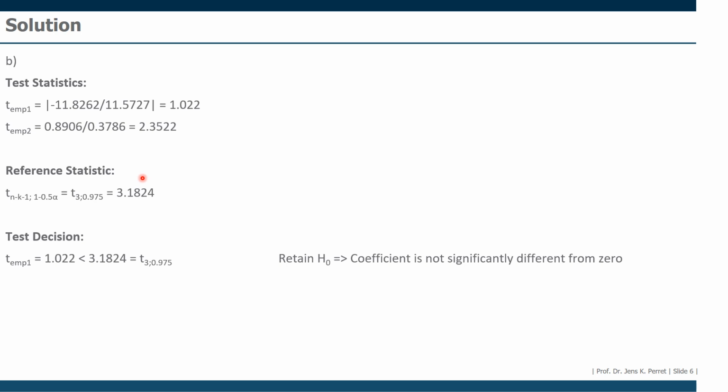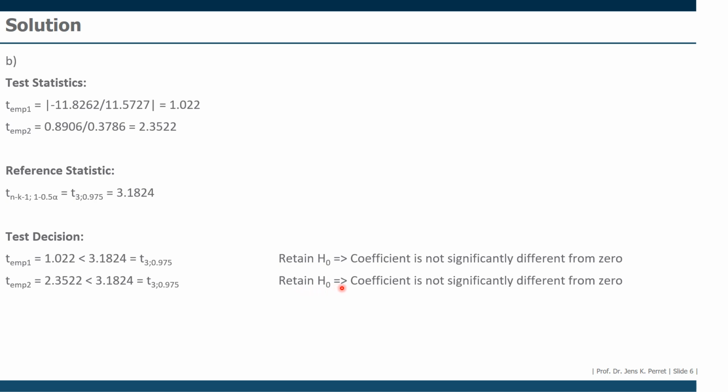So in the first case, we see the test statistic for the intercept is smaller. Thereby, we're going to retain our H0 hypothesis. We cannot argue that the coefficient is significantly different from 0. In the second part, for the slope, the same picture. Again, we cannot reject H0.